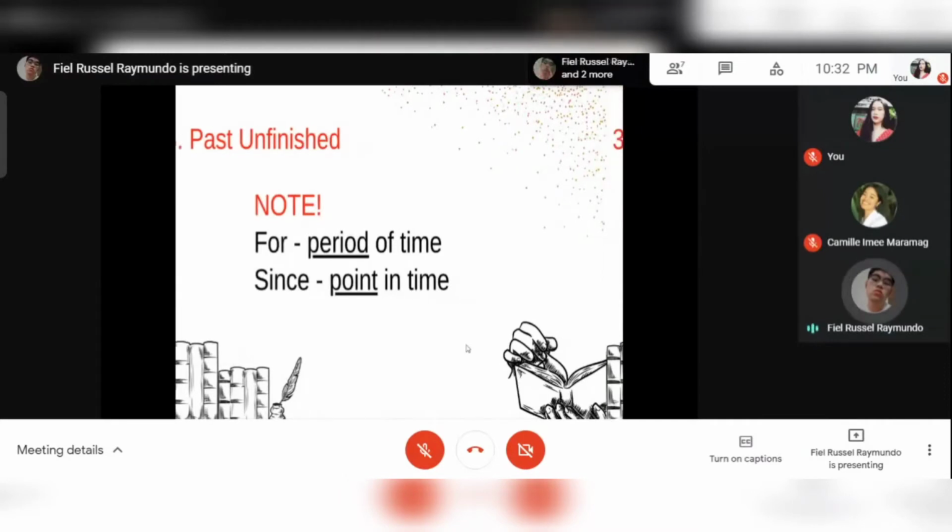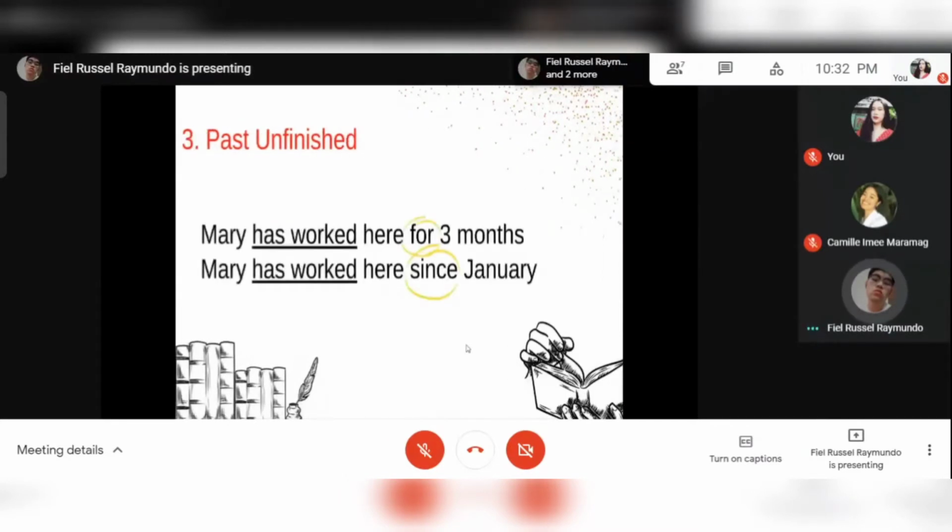Okay, moving on. We can also use present perfect tense to refer to an action or event that began or that we started in the past and is still going on today or in the present. Let's have this example: Mary has worked here for 3 months. There's that for. Now let me ask you, how long has Mary worked here? Let's have Mark. 3 months, sir. Okay, very good.